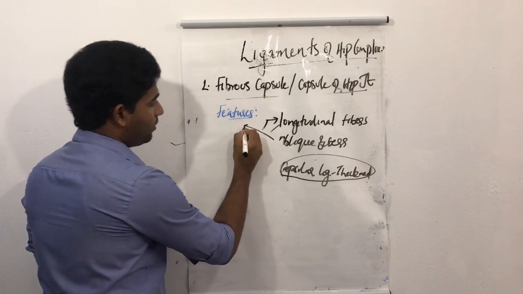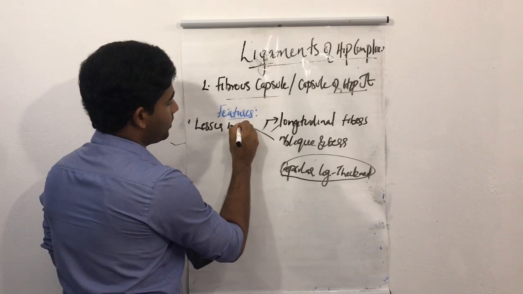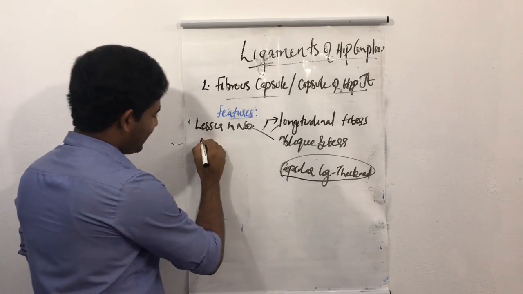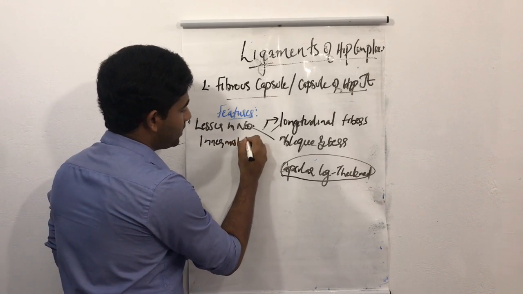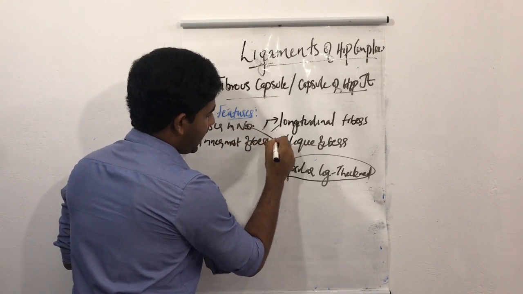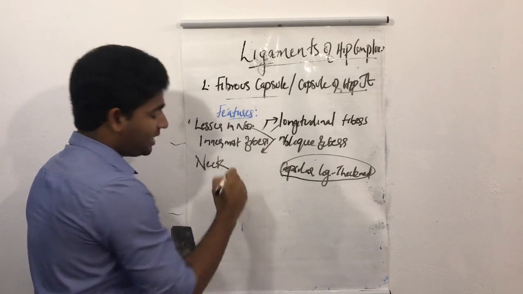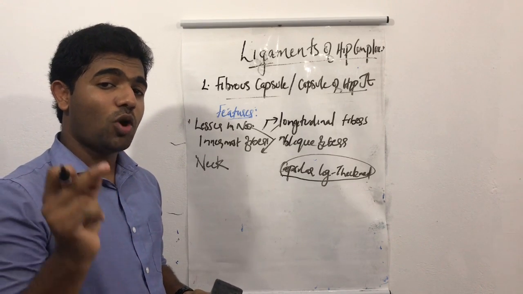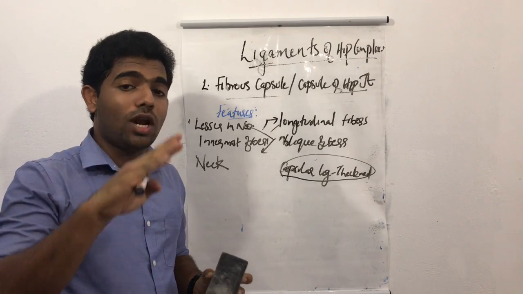The oblique fibers are lesser in number. The longitudinal are larger in number, so this is lesser in number. These are the innermost fibers, and at the neck of the femur, these oblique fibers differentiate to form a collar-like structure.